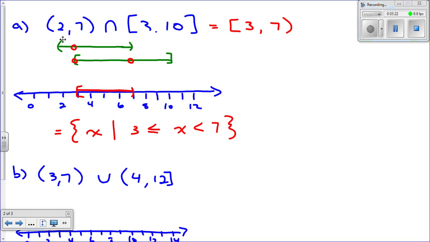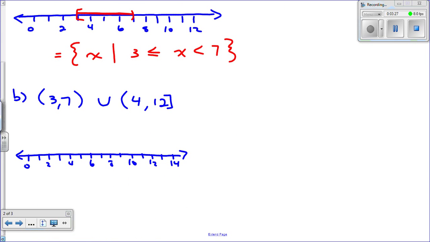Okay, so let's try another one. We've got the union of the intervals 3 to 7, and 4 to 12. So again, we'll float them above. So 3 to 7 with round brackets. And 4 has a round bracket as well. And 12 has a square bracket.